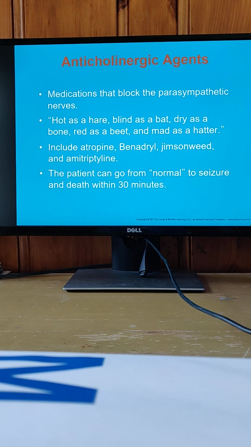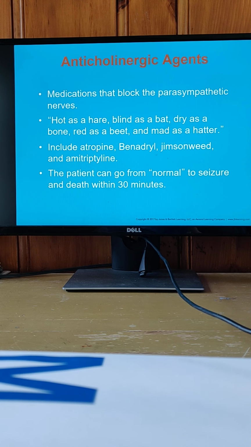Anticholinergic agents. Medications that block the parasympathetic nerves. Otherwise described, the patient is hot as a hare, blind as a bat, dry as a bone, red as a beet, and mad as a hatter. These include atropine, Benadryl, Jimson weed, and amitriptyline. The patient can go from normal to a seizure and death within 30 minutes.